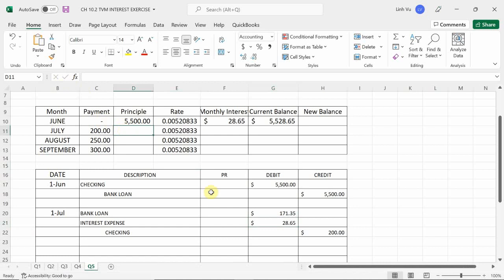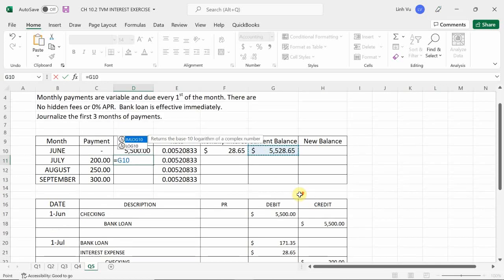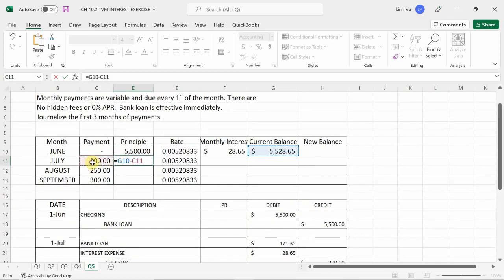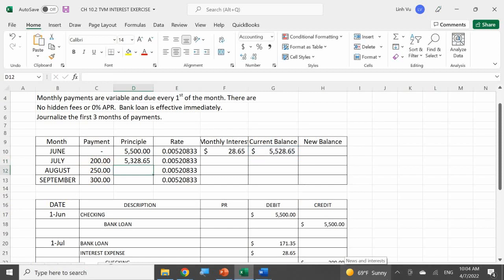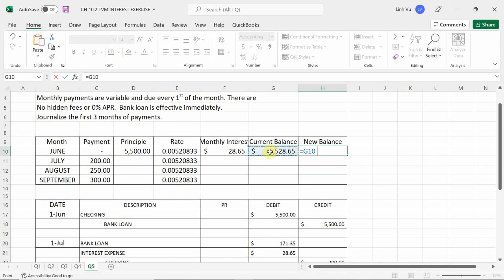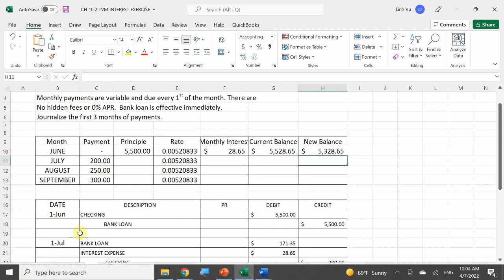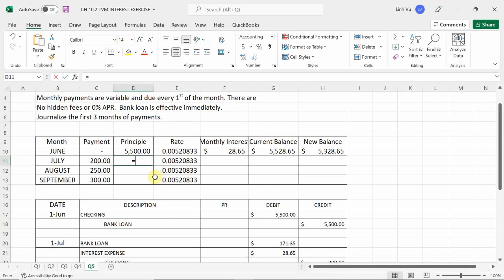So that means my new principal, if this is my current balance of 5,528, but I end up making a payment of $200, then that means my new balance or my principal is going to be, actually no, this is what you're supposed to put here. So your new balance, if you make your payment, you're going to subtract your 200. It's going to give you a new balance of $5,328, and then you're going to carry that over into your principal. So they do go in the same spot, okay?